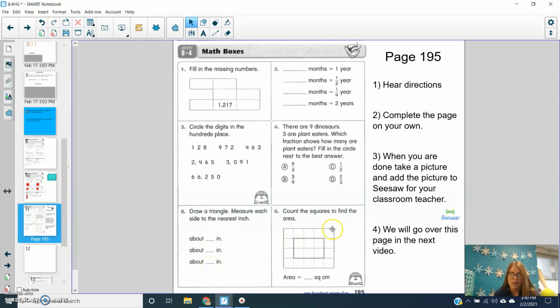And then the last question, number 6, count the squares to find the area. And then you can record how many squares you found.